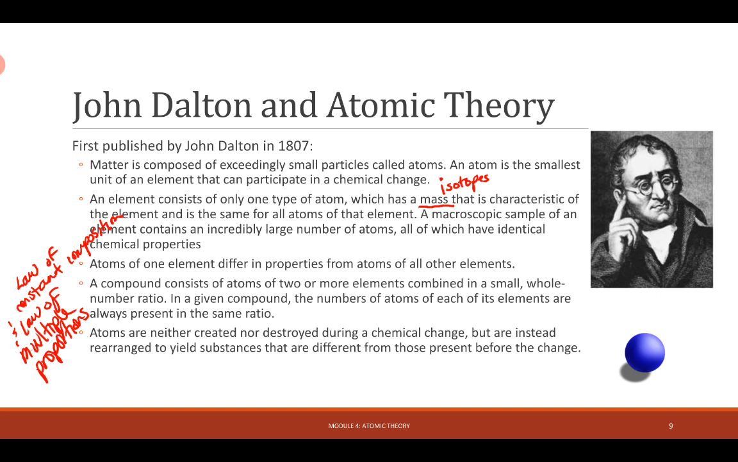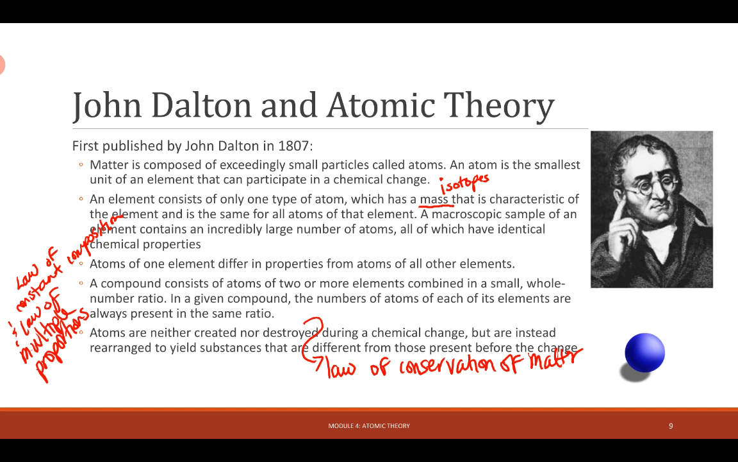And then he says that atoms are neither created nor destroyed during a chemical change, but are instead rearranged to yield substances that are different from those before the change. And so this ties in the law of conservation of matter, but also tries to explain why. It's trying to say, we don't destroy matter, we don't create matter, but we can rearrange matter.